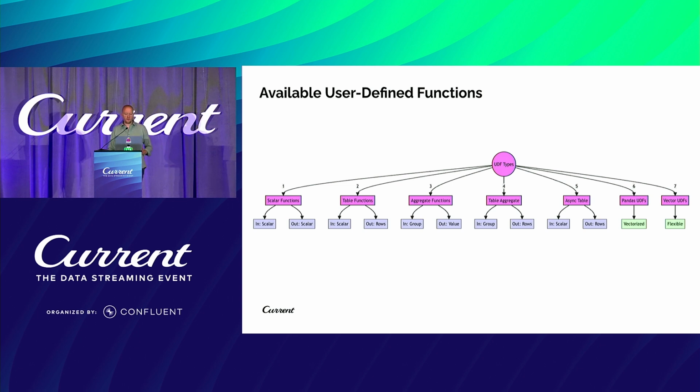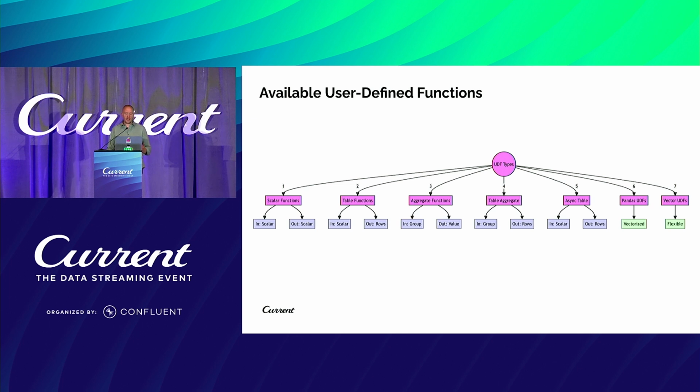When you're doing a table function, you can have a scalar input, but you can actually emit multiple rows. So it's a one-to-many transformation. One of the examples that you might have in here is XML parsing, where you're extracting multiple elements from a structured string into separate rows.